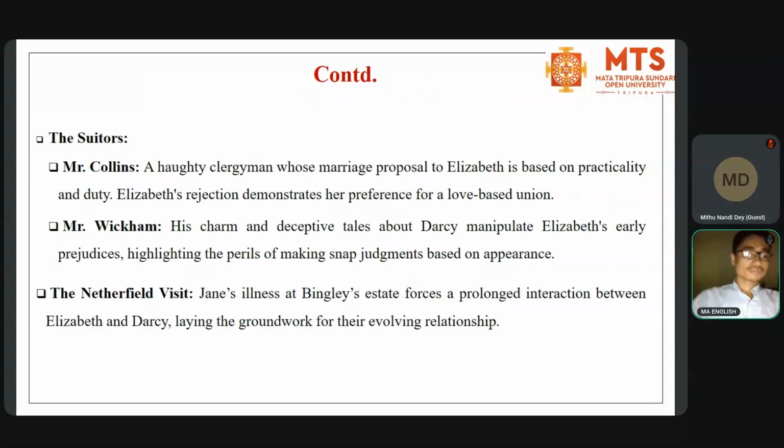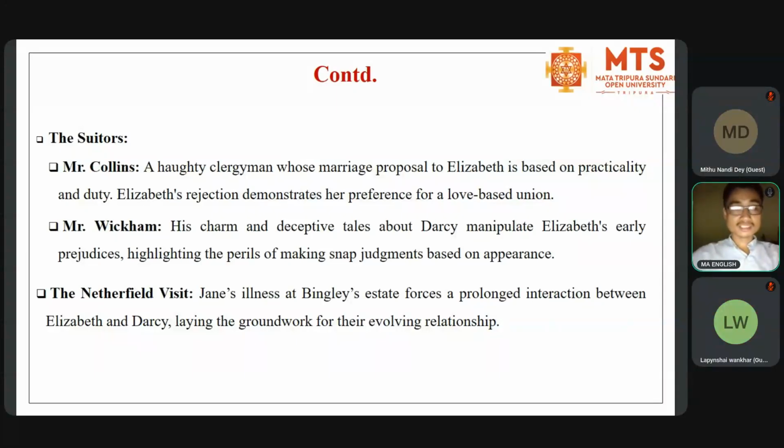So now some suitors come. Suitors means some young men, some characters come across to offer proposals to the Bennet daughters. The first one is Mr. Collins, right? Mr. Collins is basically the Bennets' cousin, especially the cousin to the Bennet sisters, but he proposed to Elizabeth.